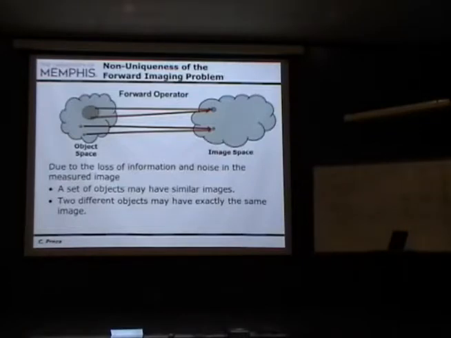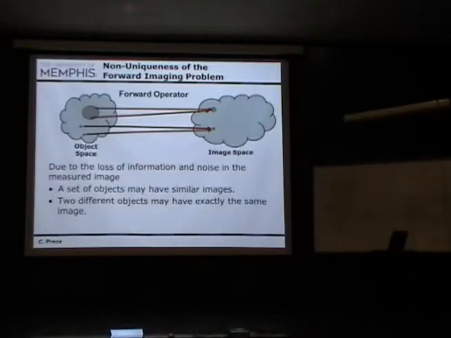So just to elaborate a little bit further about this non-uniqueness of the forward imaging model, you can think about two objects in the object space that can have exactly the same image. Okay, that can happen. Why? Because of the properties of the system. If those objects have characteristics that cannot be imaged by your system, then because of loss of information, you're going to get an approximate result that could be identical.